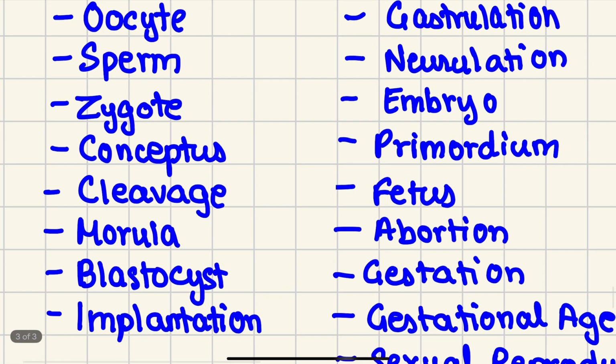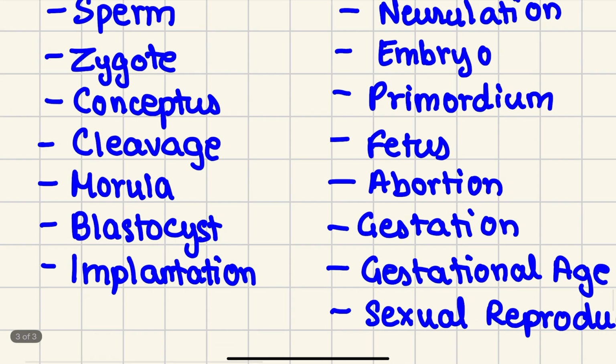Then we have a zygote. A zygote is the product formed by the union of the sperm and the oocyte, that too the secondary oocyte, or the ovum in simple terms. The zygote is the earliest stage of the embryo. Conceptus means the product of conception, which is the embryo, the extraembryonic membranes, etc. Then we have cleavage. Cleavage is a series of mitotic divisions of the zygote to form early embryonic cells.